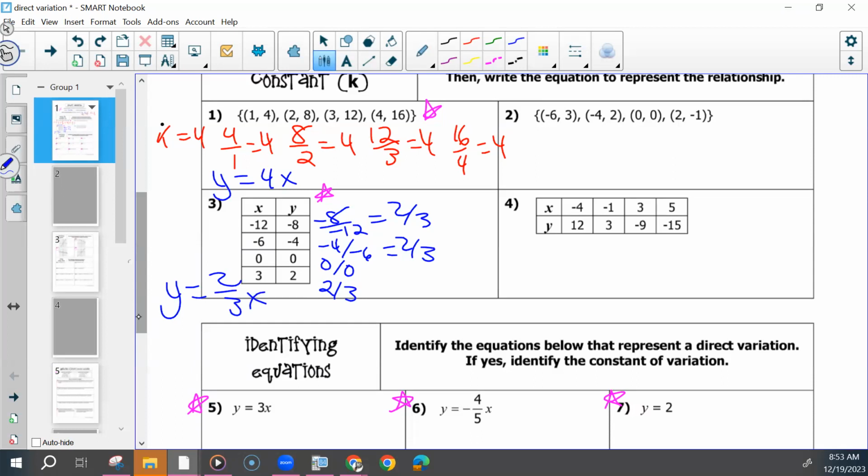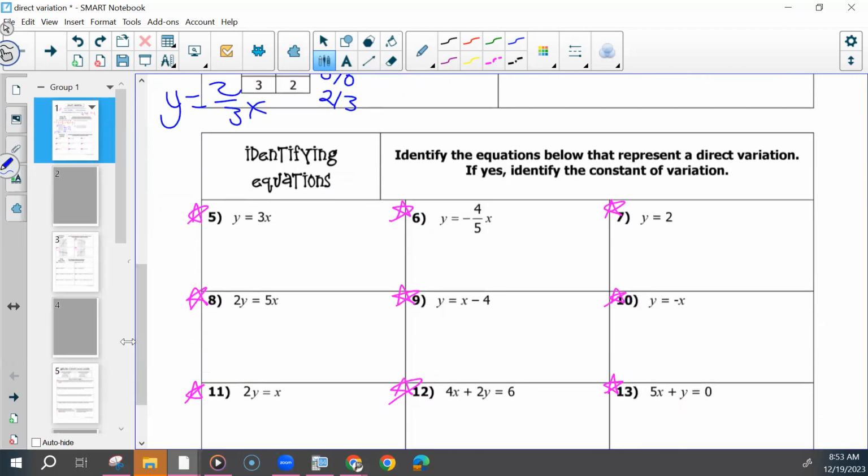In the next part, we're gonna determine, are these equations direct or not? Do these look like the y equals kx? That is number 5. Yes. So if it does, then we have to find a k value. What would that be? 2/3. Does number 6 look like the direct variation equation? Yes. What's the k value? -4/5. What about number 7? No, why not? There's no x.